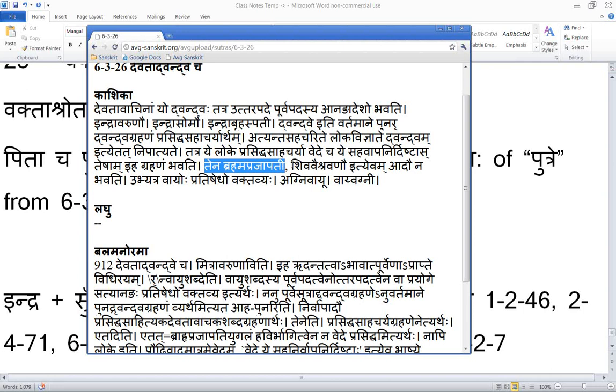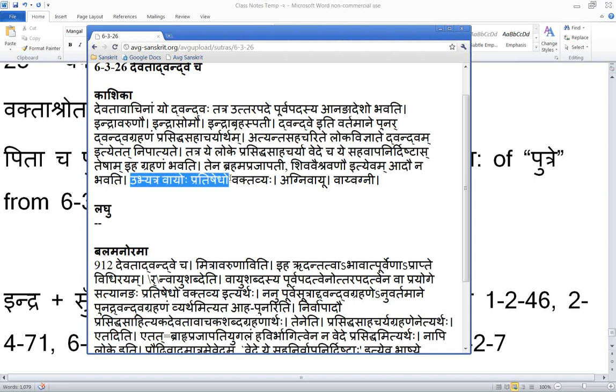Shiva Vaishravanau, so Shiva and I think Kubera. So these are also the same thing here. They are not well known to go together in the world, in the Laukika sense, nor are oblations offered together. So ityevam adau na bhavati. Now comes the Vyakhyanam, the Vartikam.